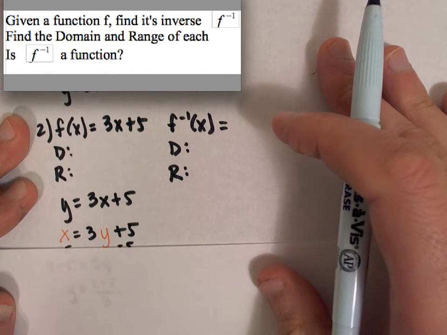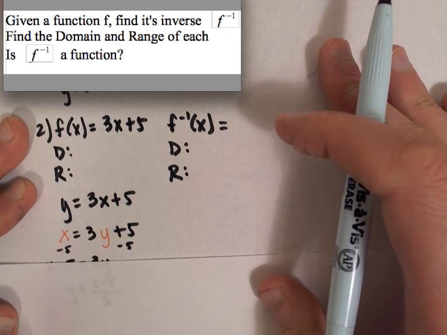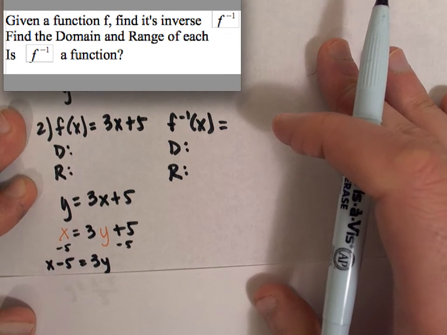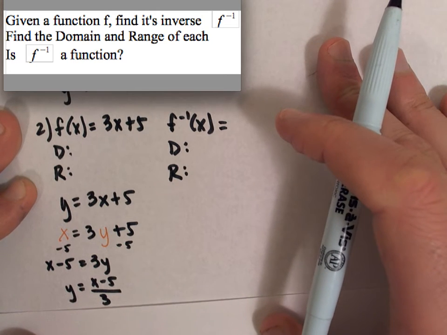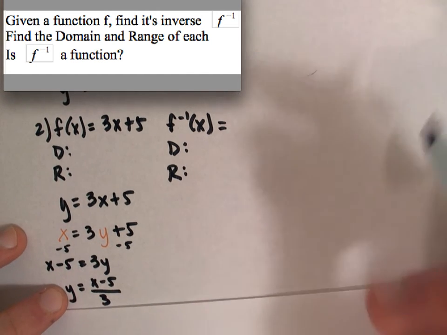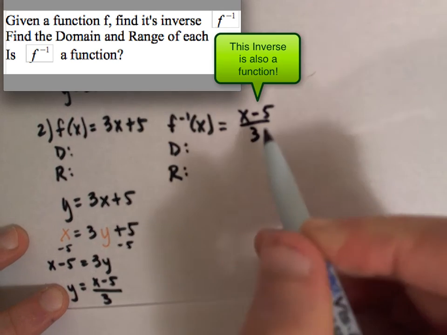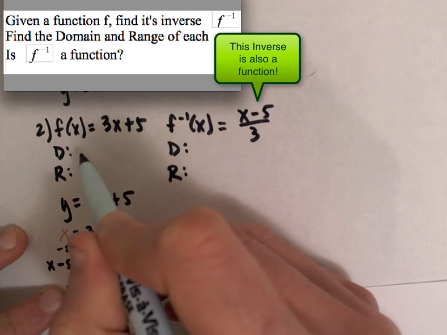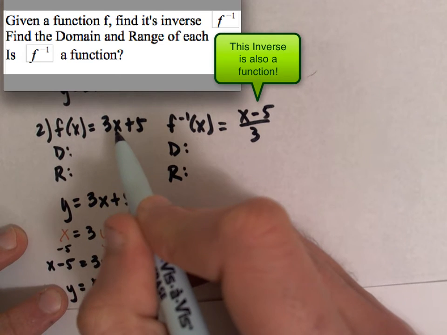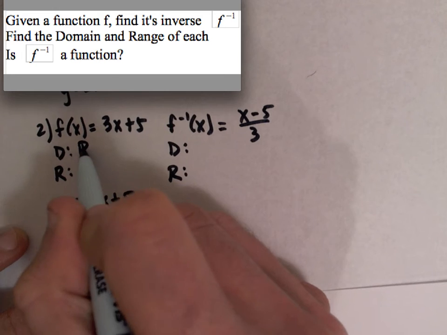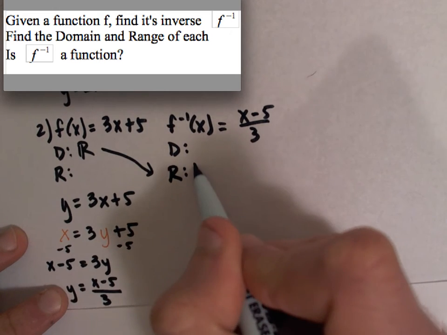So we subtract 5 from both sides. x minus 5 equals 3y. Then we divide both sides by 3. So y equals x minus 5 over 3, and that's our inverse. So f inverse equals x minus 5 over 3. Again, for our domain, nothing's going to cause me to divide by 0, and nothing's going to cause me to have a negative inside a square root. So our domain is all reals. Copy that over here, all reals.